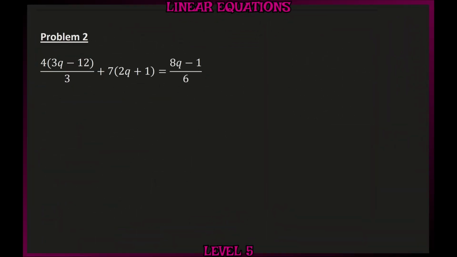In problem 2, we're solving the equation 4 multiplied by 3q minus 12 all over 3 plus 7 multiplied by 2q plus 1 is equal to 8q minus 1 all over 6. Now since we have multiple fractions in this equation, what we'd like to do is get them all over a common denominator.